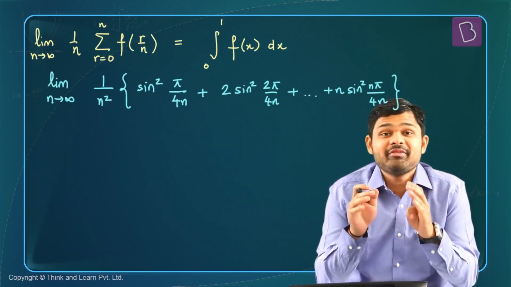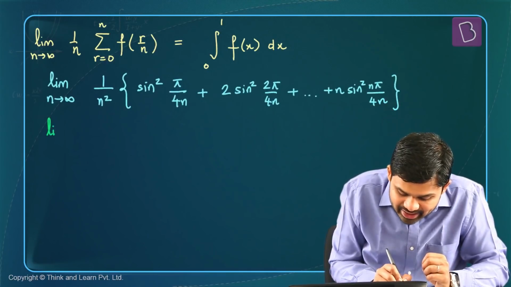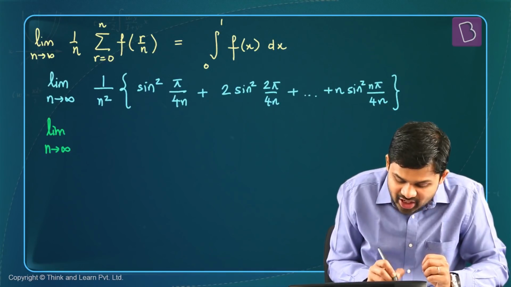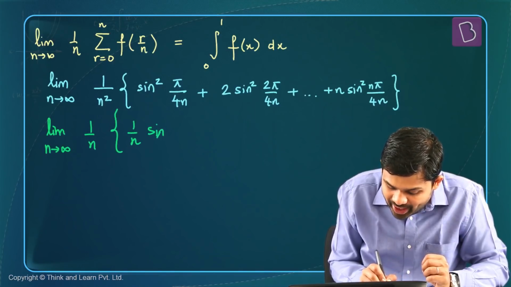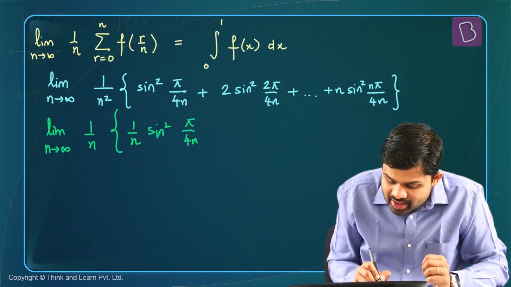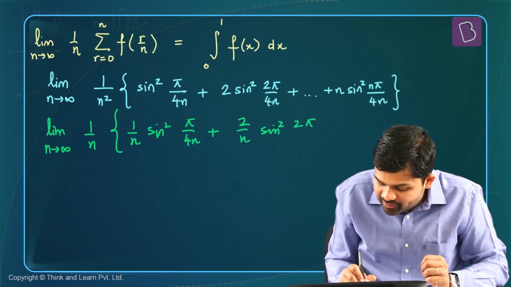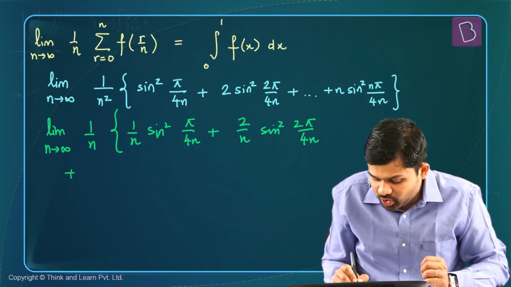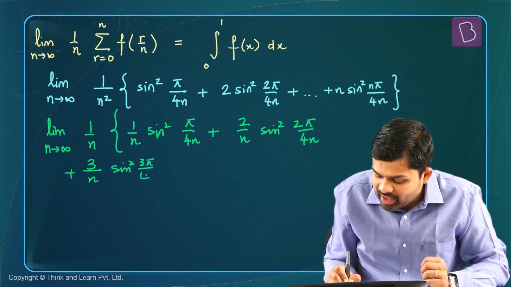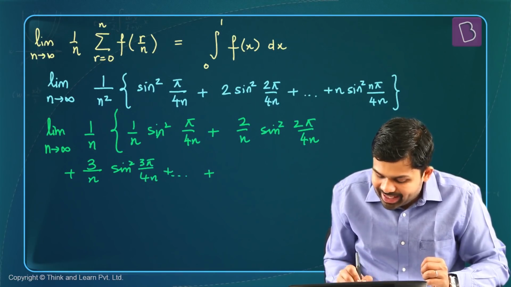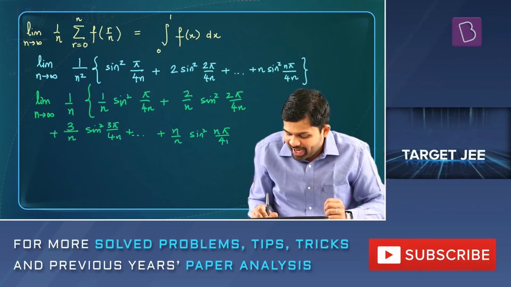But in the question statement, we have 1 by n square. So I'm going to take one of those n's inside and rewrite it as limit n tending to infinity of 1 by n, and then you have 1 by n sine square pi by 4n plus 2 by n sine square 2 pi by 4n plus the next term, which would be 3 by n sine square 3 pi by 4n, so on all the way up till n by n sine square n pi by 4n.